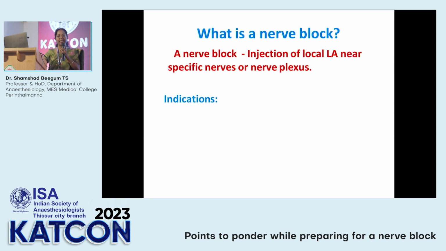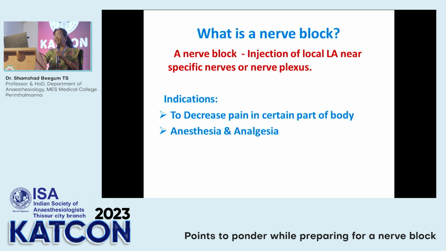So what can be the indications for giving peripheral nerve block? That is to decrease the pain in certain parts of the body, especially in pain and palliative care patients where they have intense pain. We can go for peripheral nerve block to relieve the pain. That is to relieve the symptoms, and it is very useful in palliative care patients. That is pain relief to a specific area.